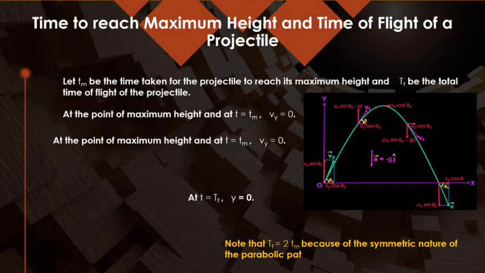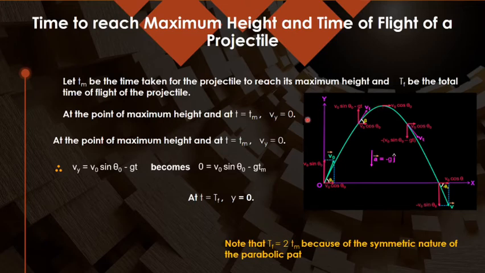I want to find the time which is required to reach the maximum height. If I throw the body like this, as you can see, the velocity at different instants is changing. At the highest point, the vertical component of the velocity will be 0. All the velocity is acting only in the horizontal direction. Here V y becomes 0, and V x equals V naught cos theta naught. It remains the same.